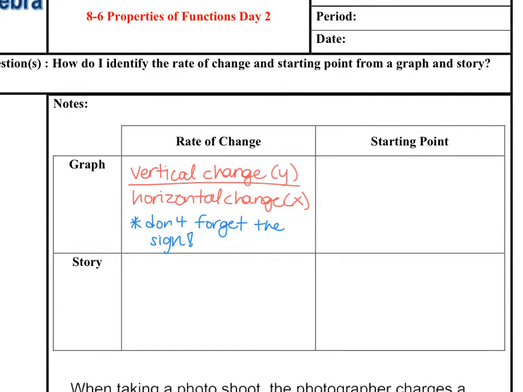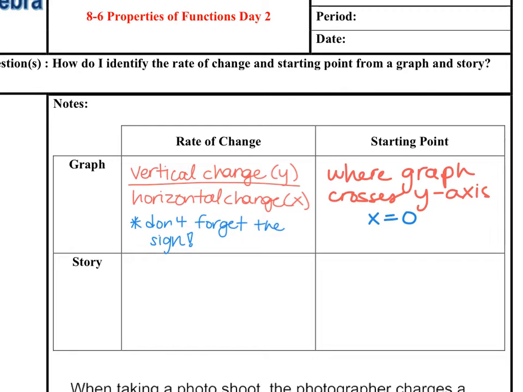The starting point for a graph will be where x equals 0, and because of that, it's going to be where the graph crosses the y-axis, and this is where x is equal to 0, because on the y-axis x is equal to 0. So the same thing we've been saying for equations and tables, it just looks a little bit different on a graph where x equals 0.